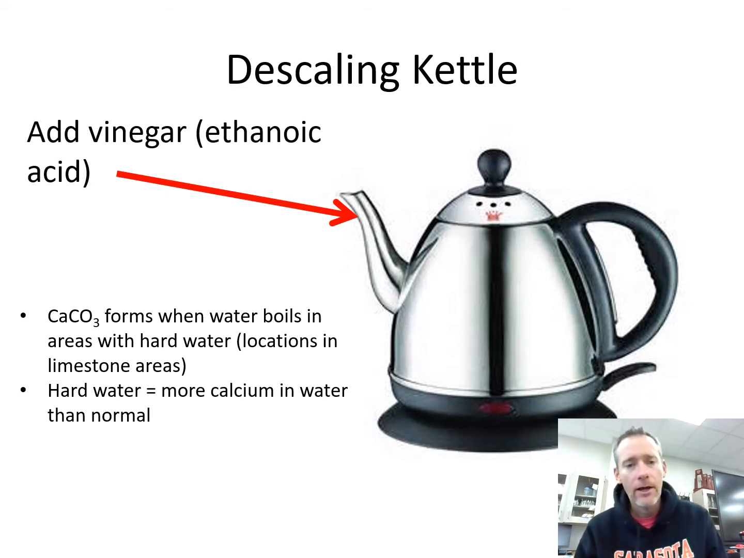Now we use vinegar, or ethanoic acid or acetic acid, because it's a weaker acid. So if we use something that's stronger, like hydrochloric, it could cause damage to the kettle or the vessel itself. So basically use some type of vinegar.